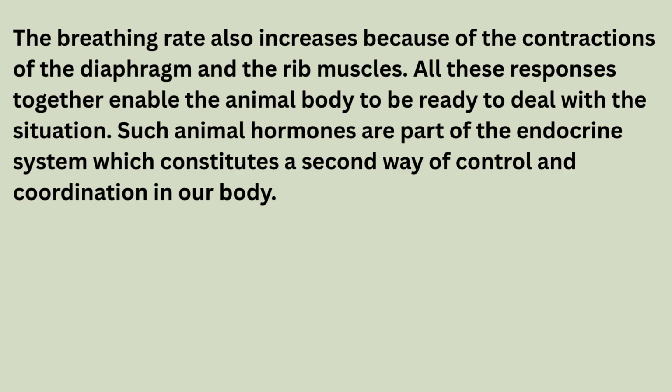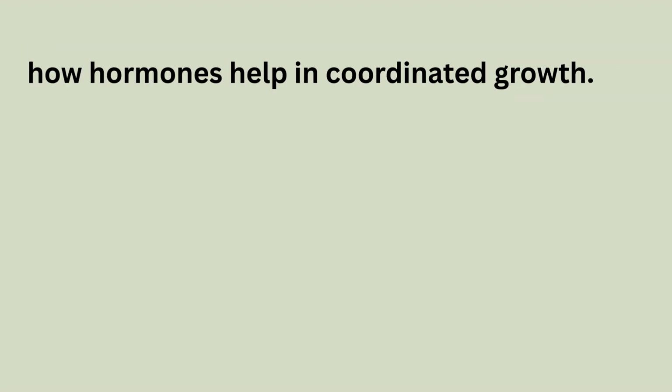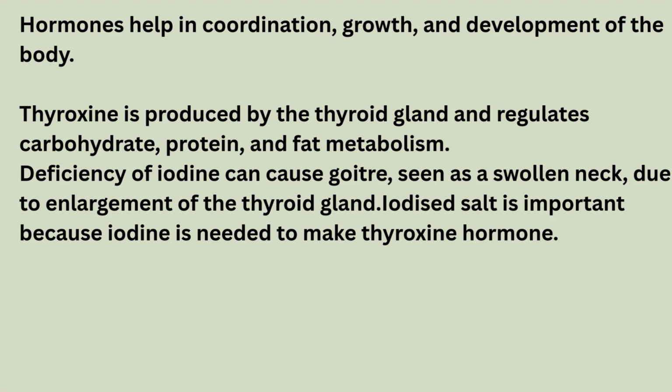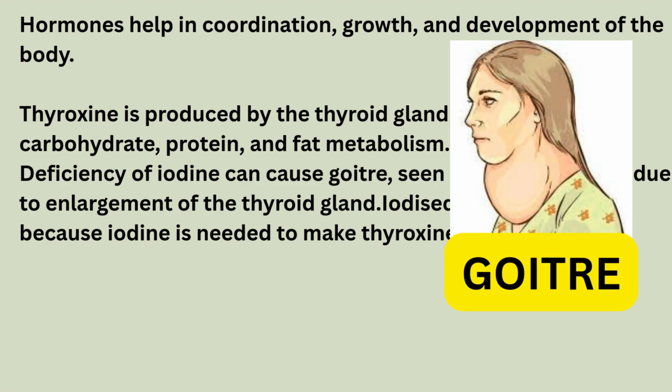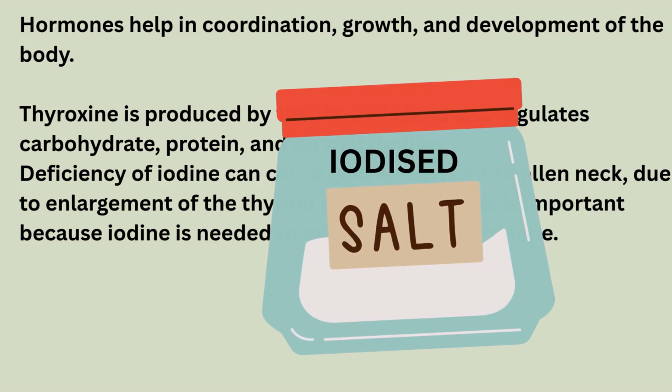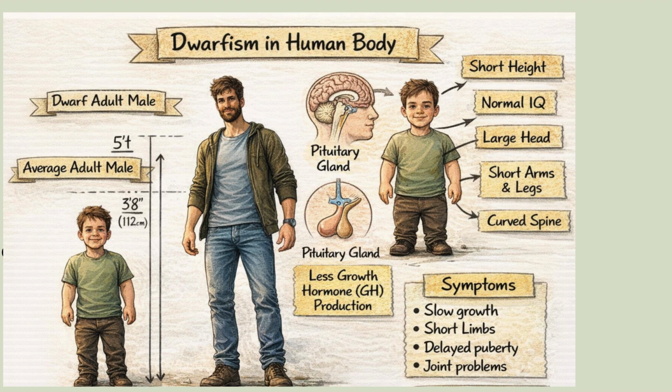Such animal hormones are a part of the endocrine system, which constitutes a second way of control and coordination in our body. Now, how do hormones help in coordinated growth? Hormones help in coordination, growth, and development of the body. We have already studied thyroxine, which is produced by the thyroid gland. It regulates carbohydrate, protein, and fat metabolism in our body. The deficiency of iodine can cause goiter, which is like a swollen neck, due to the enlargement of the thyroid gland. Iodized salt is therefore important because iodine makes thyroxine hormone.